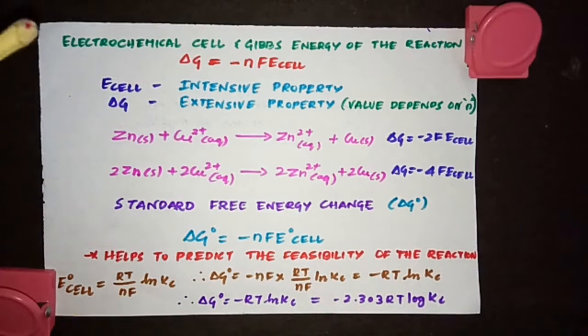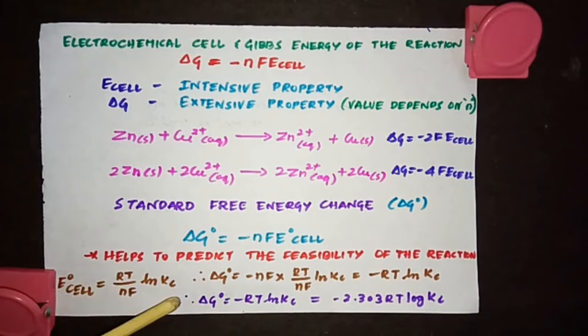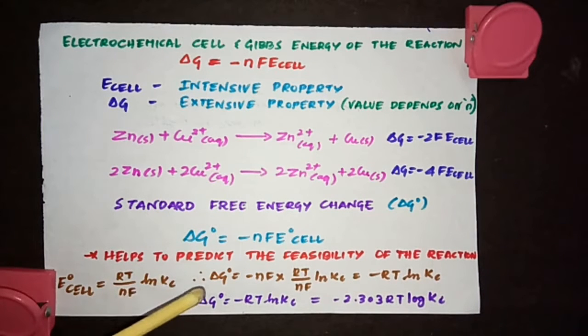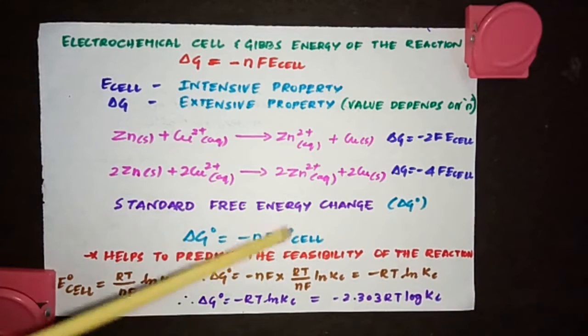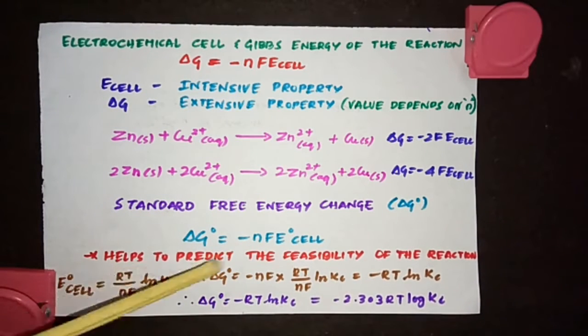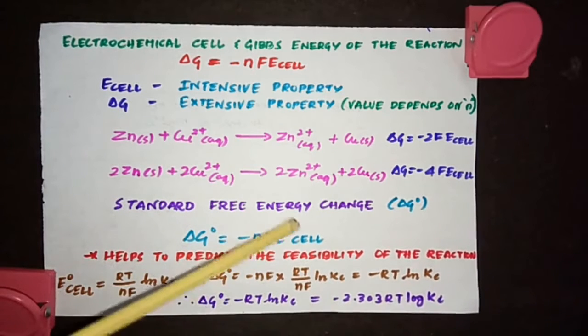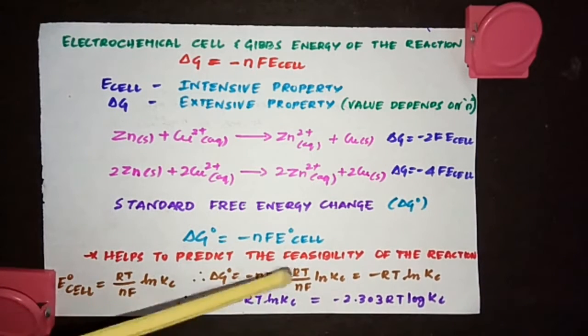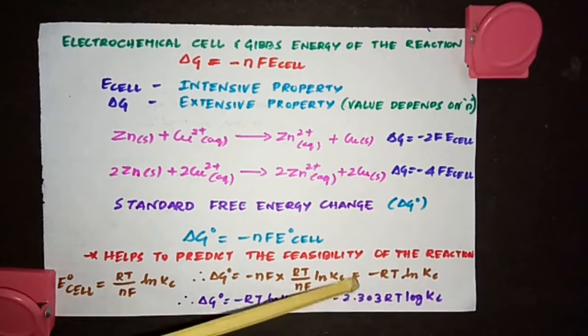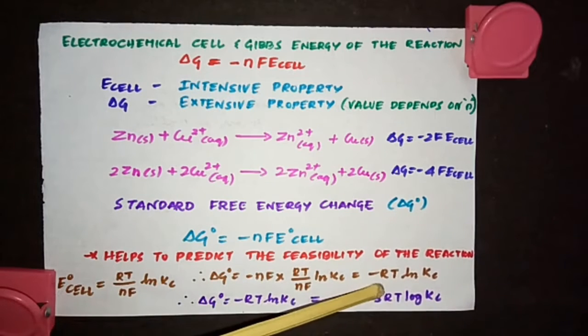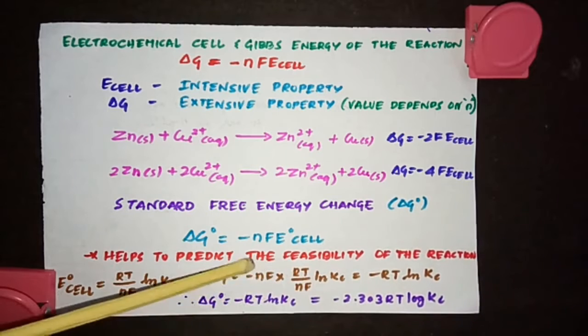Now we have already derived an equation to calculate Kc from E naught cell. So this is that equation: E naught cell is equal to RT by nF ln Kc. What we are going to do now is take this equation and, instead of E naught cell, substitute this part. So del G naught is equal to minus nF, keep it as such. Instead of E naught cell, substitute this value, RT by nF ln Kc. So that would be equal to minus RT ln Kc, because this nF and this nF get cancelled.